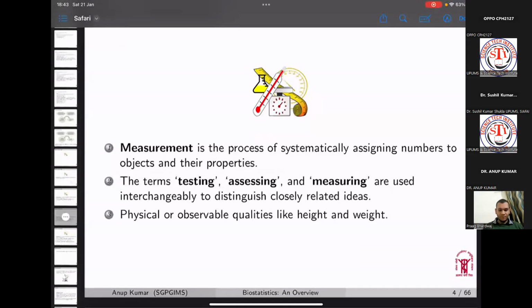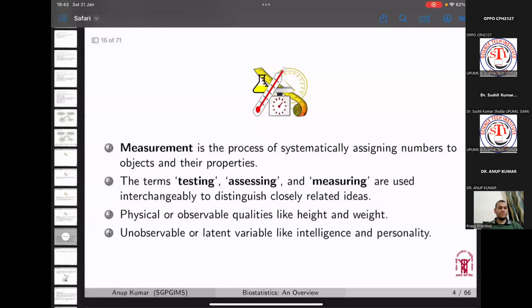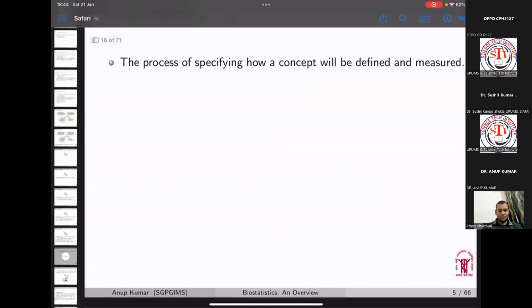This is very important for all of us to understand that there are some quantities which are physical or observable, like height, weight, body mass index. These quantities are in physics, methods are there to measure them, but there are some unobservable or latent variables like intelligence and personality. Even there are some observable quantities also, which is very difficult to measure. Now, the process of specifying how a concept will be defined and measured.